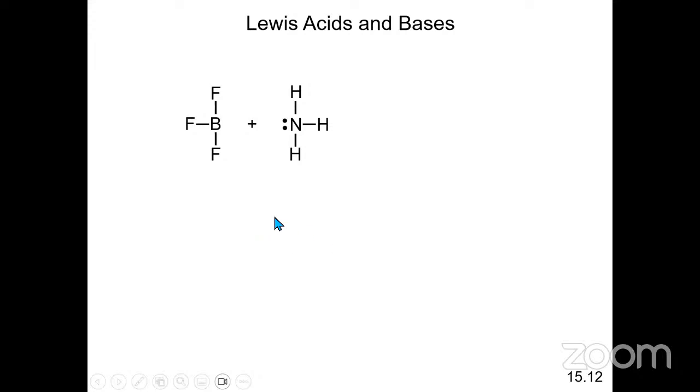Instead, what you have is the pair of electrons here being donated to the boron, right? And the result will be the formation of this structure right here. There is no transfer of hydrogen ions occurring. Basically, what you have is a donation of a pair of electrons from one species to another to form this bond right here, all right?